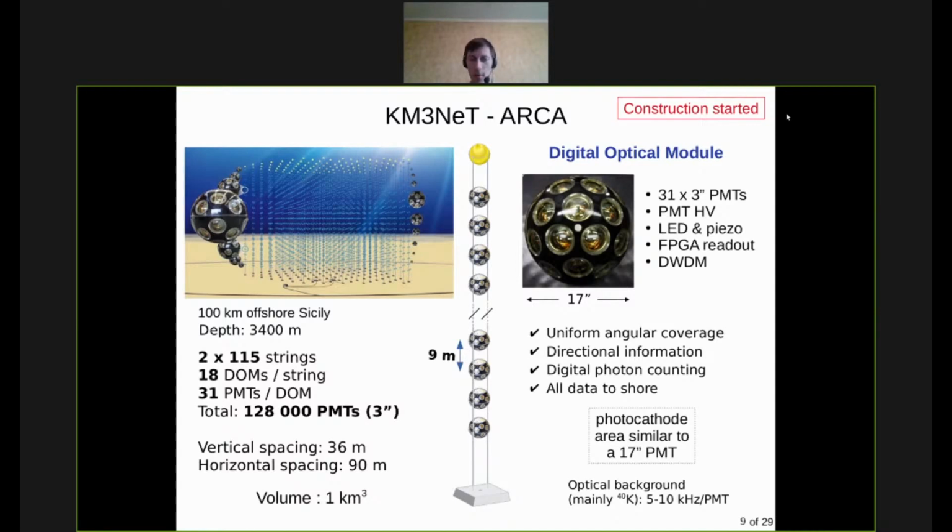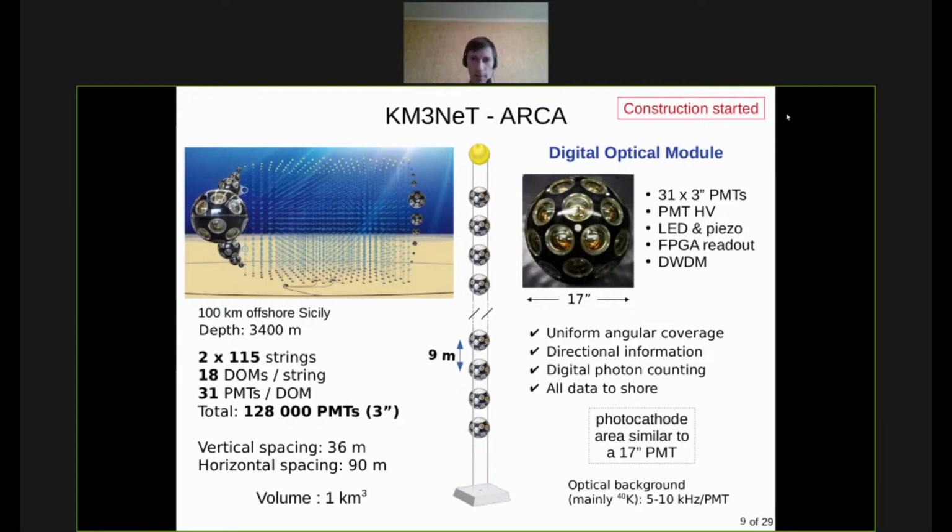And this optical module is a bit special because instead of one big photomultiplier, it has 31 small photomultipliers, and this provides some advantages. This module is much more sensitive than a traditional module, almost three times. So it basically replaces three optical modules of Antares with just one such module. It provides directional information about the direction from which a photon arrives, which helps with the reconstruction of events. And it's fully digital, and it also provides better counting of photons, which helps with energy resolution.